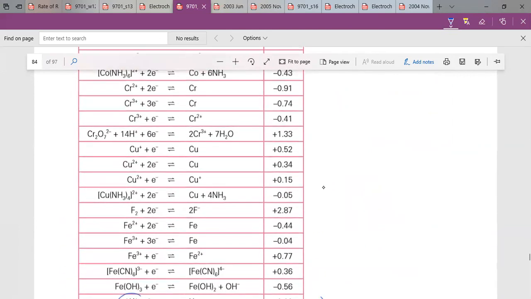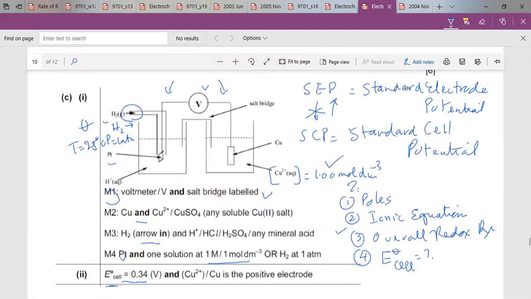See, copper. Look at copper here. There are a few, 4 in fact. Copper with copper 1 plus, copper with copper 2 plus, copper 1 plus with copper 2 plus, and so forth. So we choose the one that we have in our cell: copper and copper 2 plus. So it's plus 0.34. Plus means that it's a pole name. The pole is positive, which means copper here is positive. So here must be negative. So this is how you determine the poles.